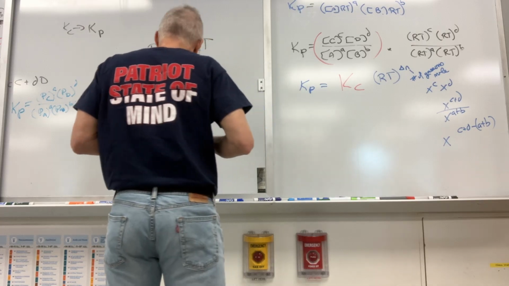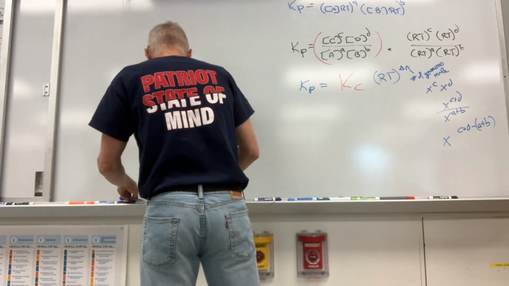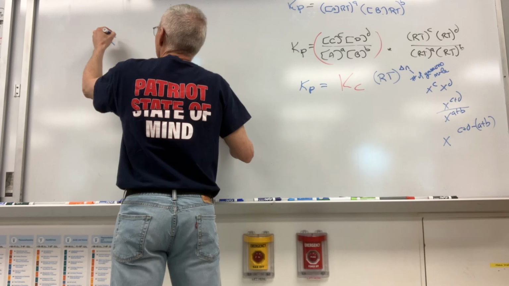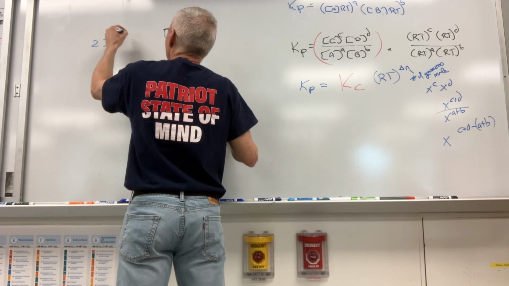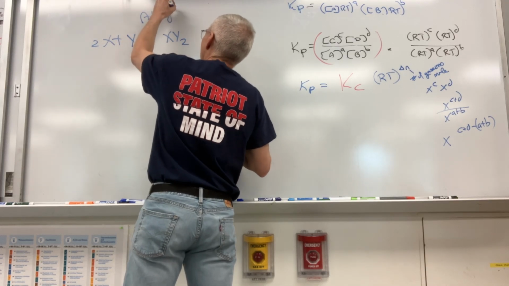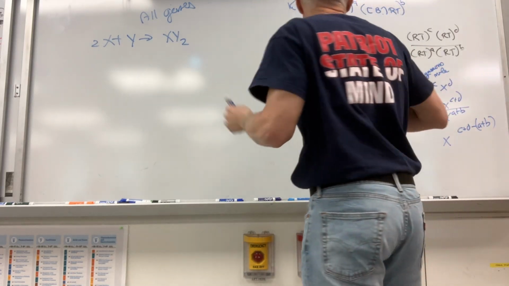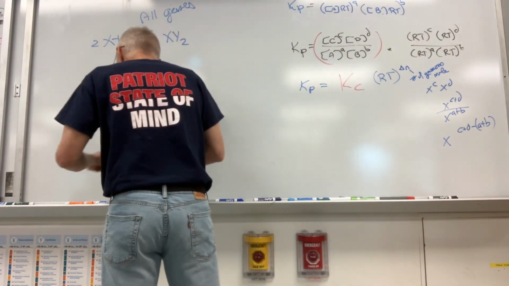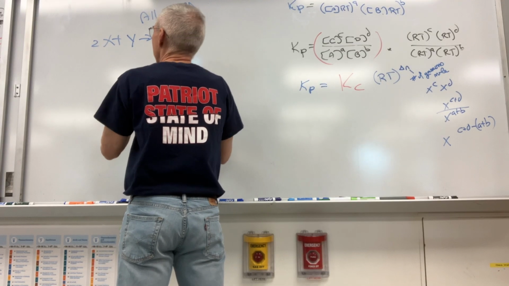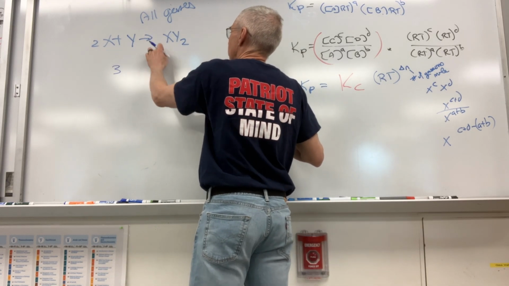I'm going to get rid of this. Actually, no, I've got to keep it. Watch. I make something up. I've got X, 2X plus Y goes to XY2, and they're all gases. Good? Here's the trick. How many gaseous molecules are over here if they're all gases? Total. How many gaseous molecules? 3. How many are over here? What's here? 1.